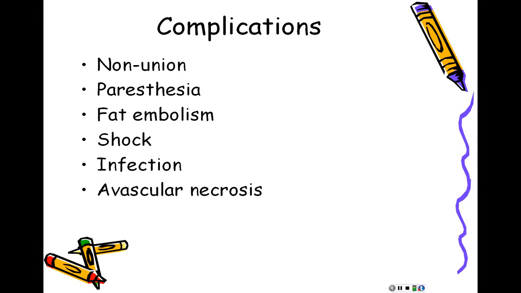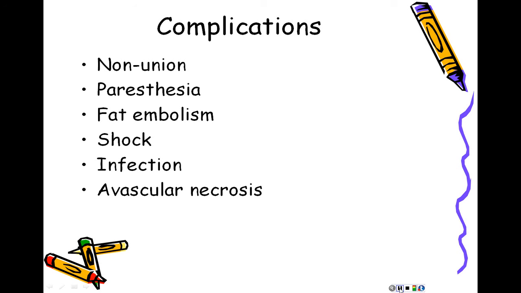Complications that we see associated with fractures. Non-union is a possible complication of a fracture. Even after the person has casting, after the person has traction, non-union can occur where the bones don't realign and adhere to one another. This may be the person that's in an immunocompromised state.